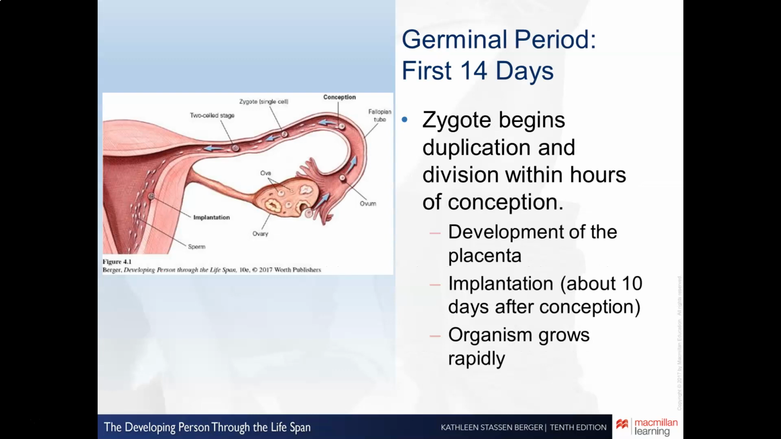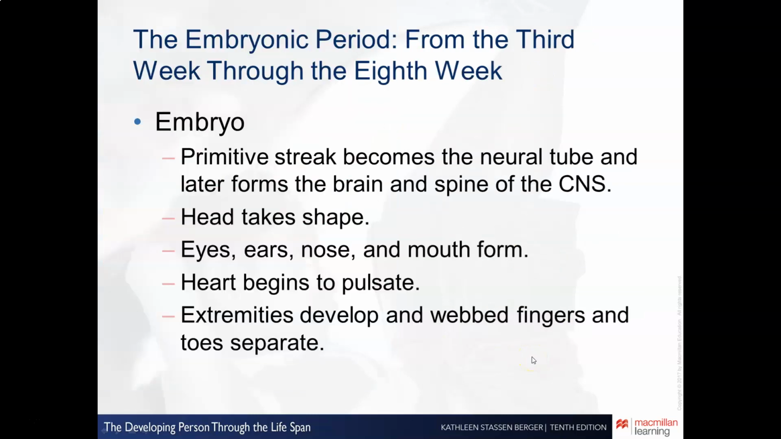So we'll take a little bit more in-depth exploration here of the germinal period. That's the first 14 days. And so that's when the zygote begins duplication and division within hours of conception. So it begins basically immediately. That's when there's development of the placenta. There's what's known as implantation. That's usually about 10 days after conception. That's when the baby actually begins to attach to the parts of the mother, and then that's when the organism begins to grow rapidly.